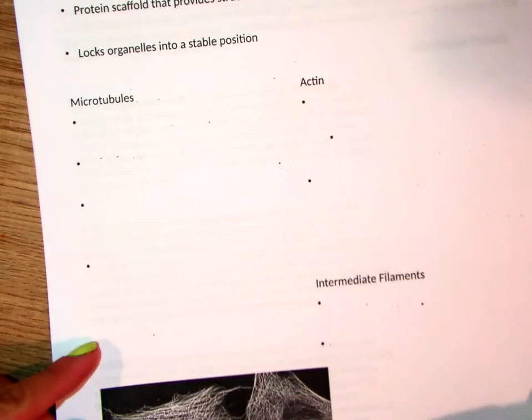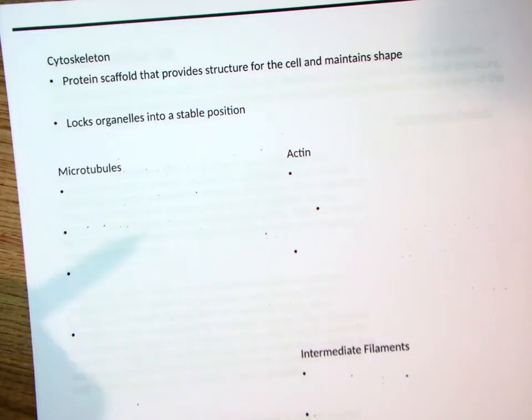All right, the cytoskeleton. And all my papers are out of order. That's awesome. Sorry, 1 second.